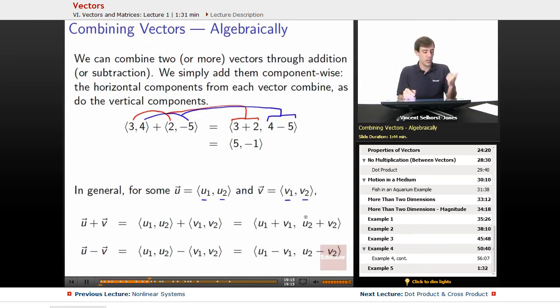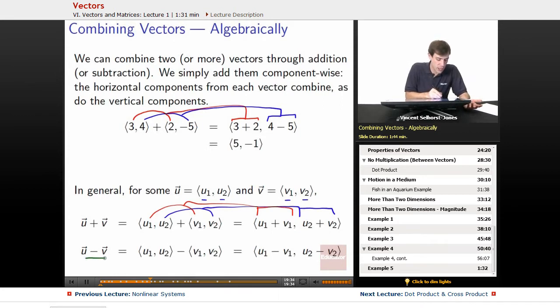If we add u and v, u plus v, u1 comma u2 plus v1 comma v2 is going to be the exact same thing, the u1 and the v1, the first components adding together, and then the second components, u2 and v2, adding together as well. Very similar thing if we wind up subtracting u minus v, well then it's just going to be u1, first component of u, minus the first component of v, v1, u2 minus v2, second component of u minus the second component of v. The components stay in their locations, but they either do addition or subtraction, depending on whether it's addition or subtraction.